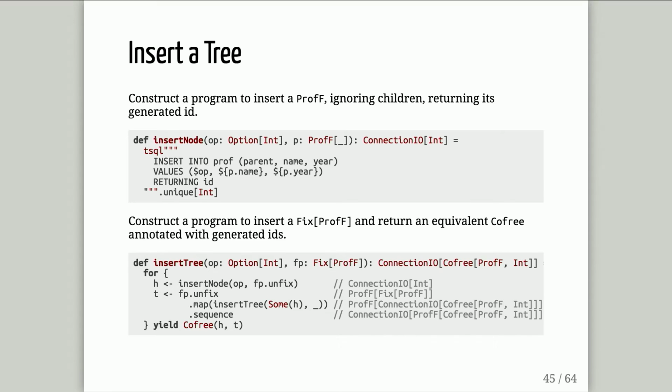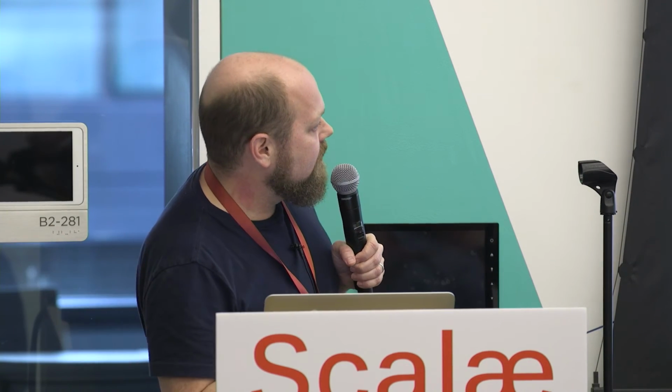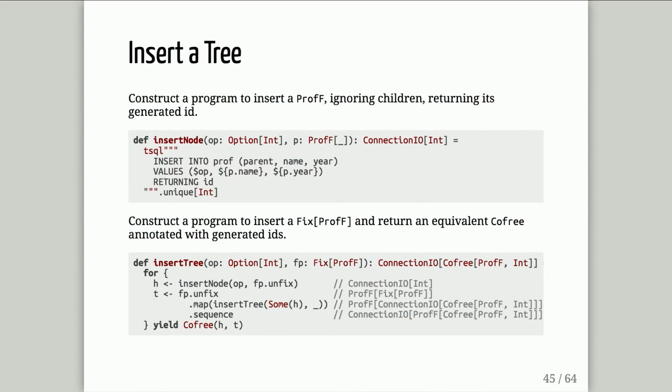And we need to return a connection IO of something else, so we're going to flat map. We're doing this in a for comprehension. So we get the profF. We recursively map the children over this insert tree operation that gives us a profF of connection IO of cofree profF of int, which is almost the type we want, but not quite. We need the type constructors to be swapped, so we call sequence. So that gives us the head and the tail that we need to construct the cofree.